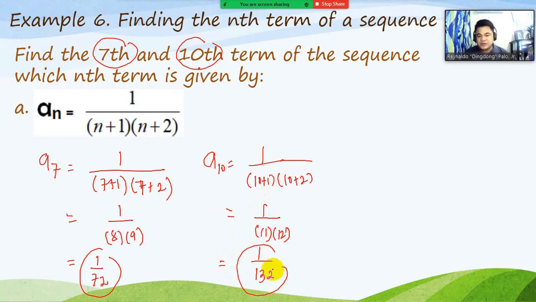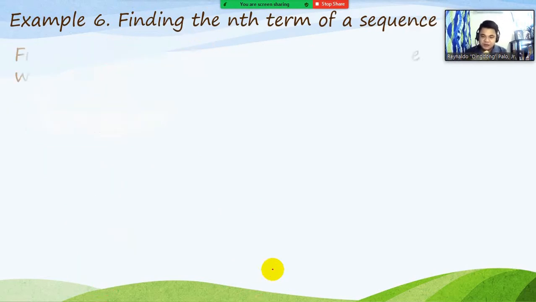So in this specific example, we just solve the specific terms that are being asked. Unlike in the previous example, we need to solve all the terms. Okay? So to better understand this one, let's have the next example of this.